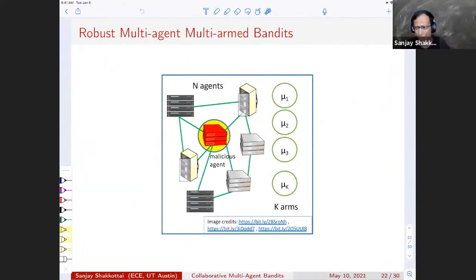Okay, so now let me move on to the second part, which is about making this algorithm robust. So what we mean by robust is the following. Suppose that one or more agents can lie, and they can arbitrarily lie at arbitrary times. Okay, they could just stay quiet for a long time and then start injecting bad recommendations into the system. What happens? Okay, that's the setting we want to move to next.